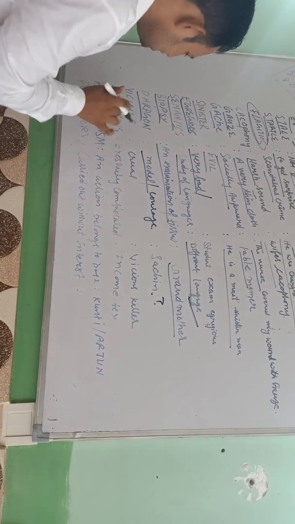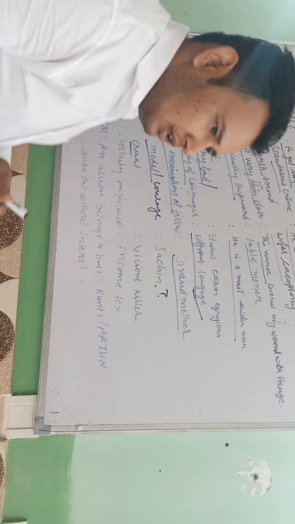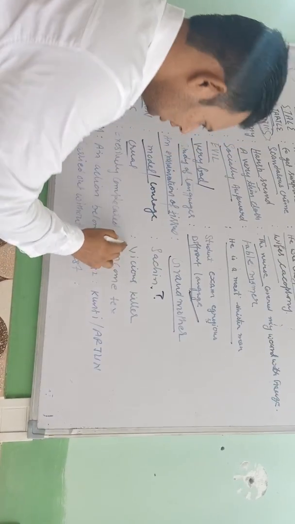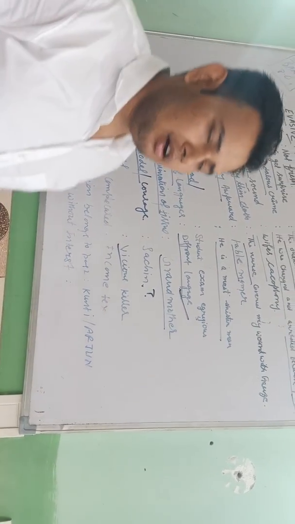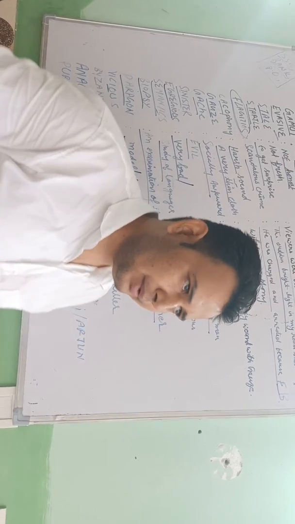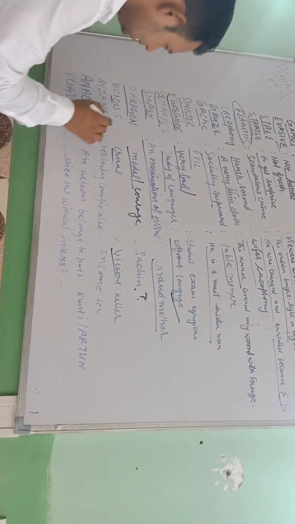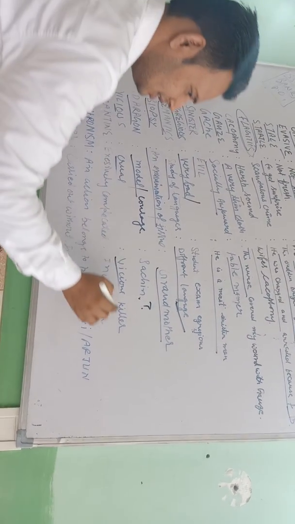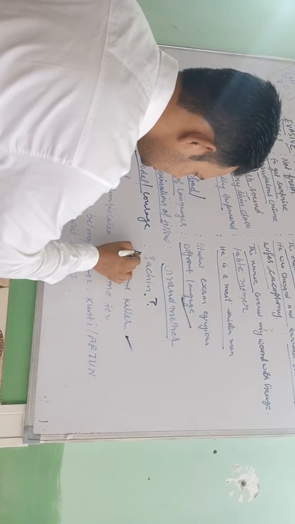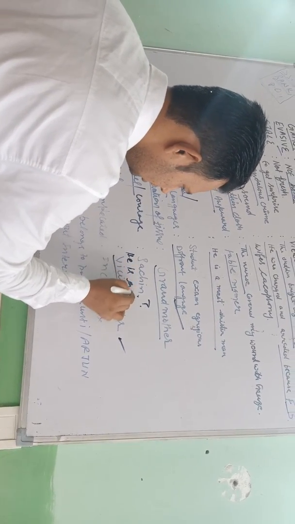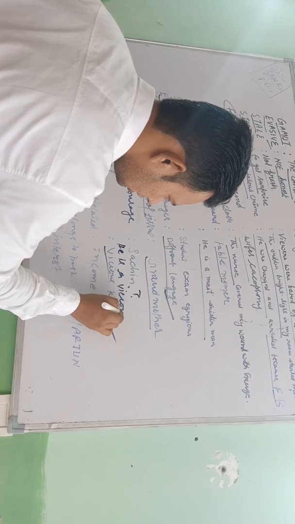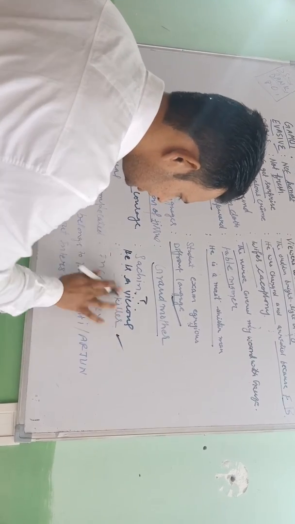Next is vicious. Vicious means cruel. Cruel means a vicious killer. When vicious means cruel, the person is very cruel. You can't imagine what he can do. I have seen many vicious killers. He is a vicious killer.